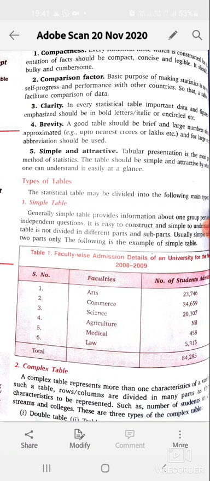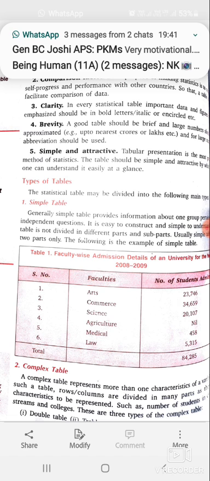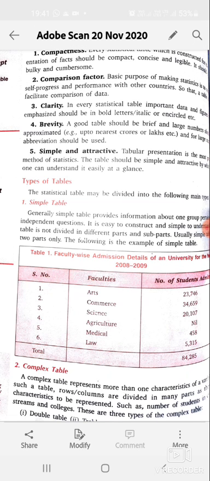Now let us discuss the types of table. We have different types of table. We have two parts, first simple and complex. Again, complex is divided into three parts: double, triple and manifold. Let us discuss these one by one.